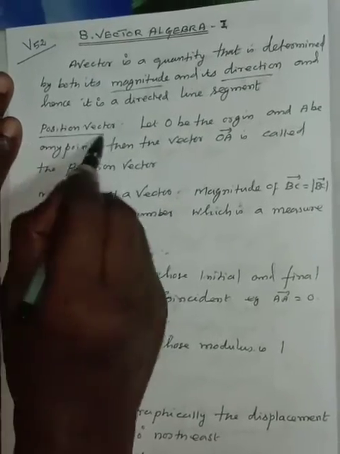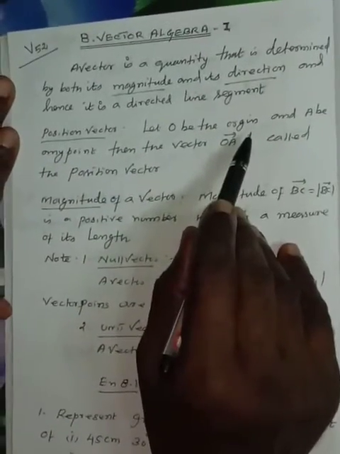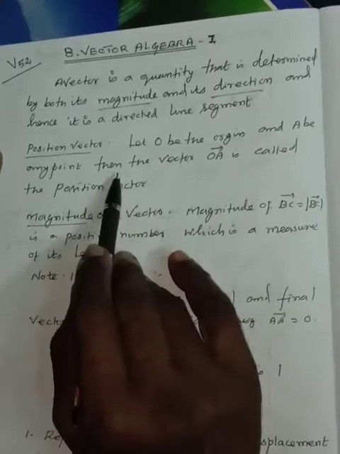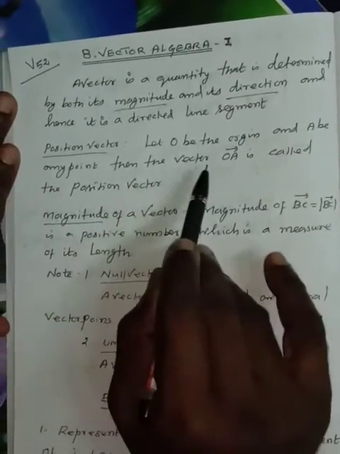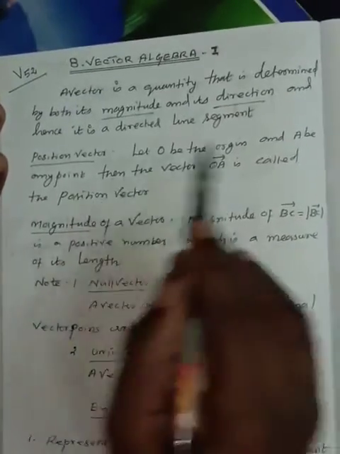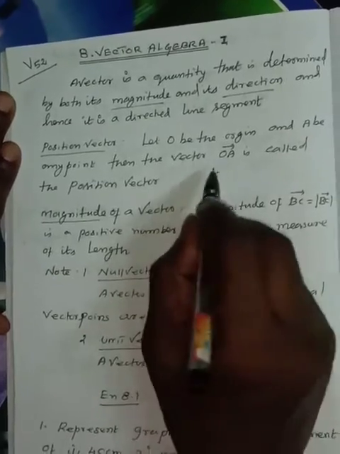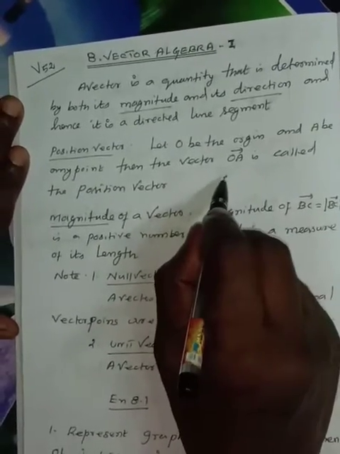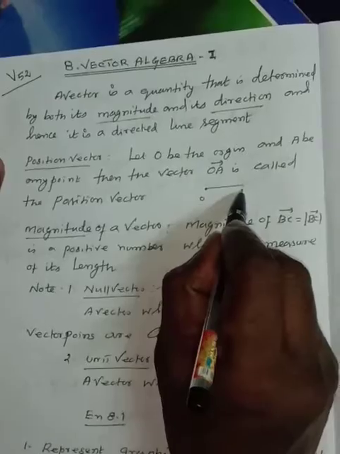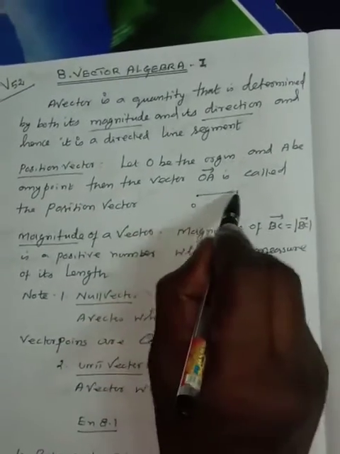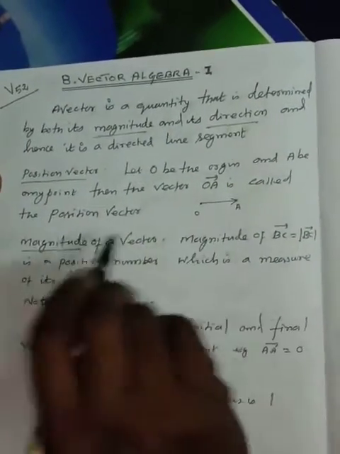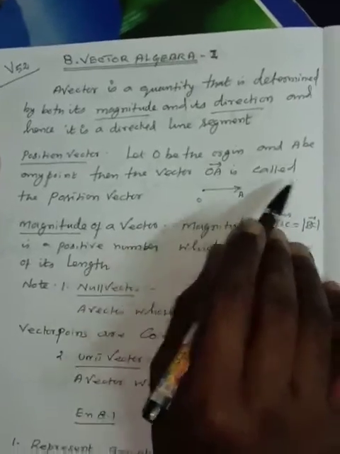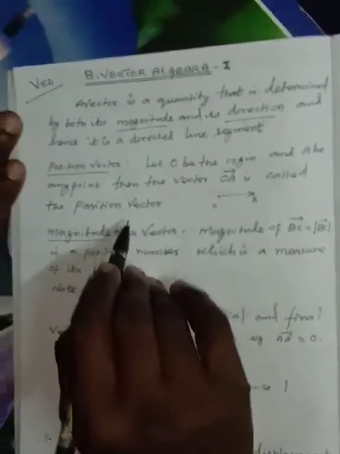Position vector. Let O be the origin and A be any point. Then the vector OA is called the position vector. This is point O, A, and the direction is this. The OA vector is called the position vector.